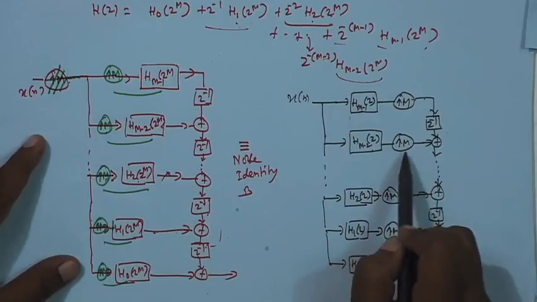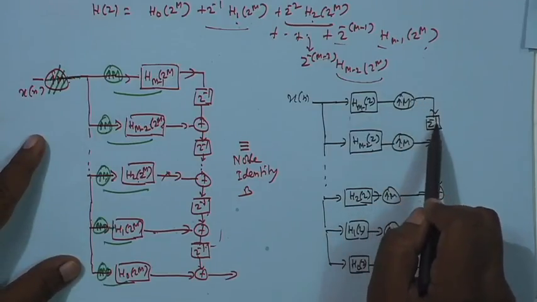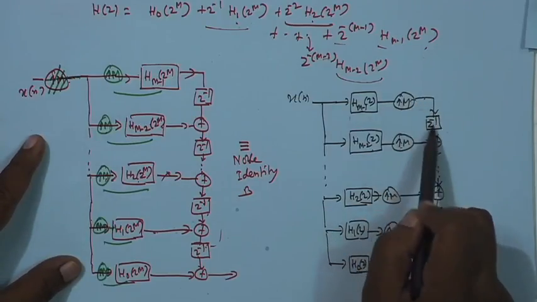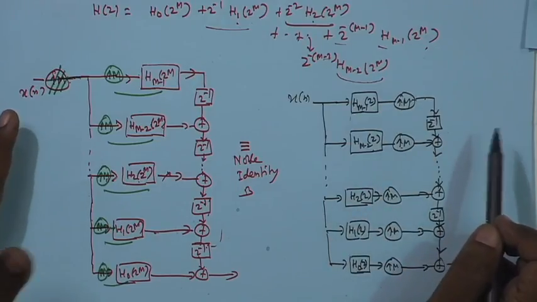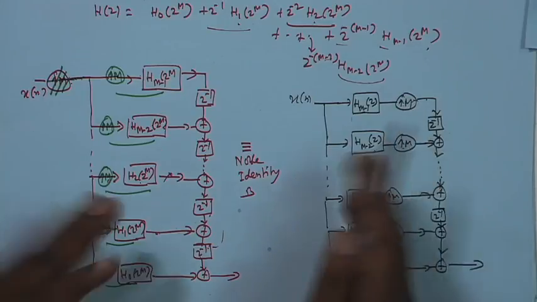And by the same token, you cannot push this expander ahead of the delay, because as I told you, delay and expanders cannot be interchanged. Okay, because this is linear, but not shift invariant. You have seen it already.